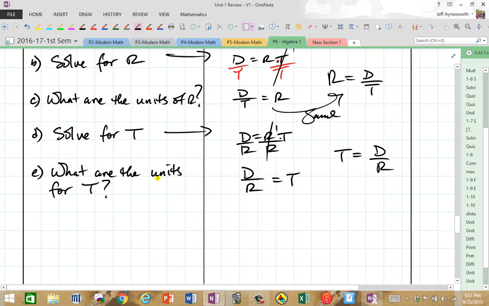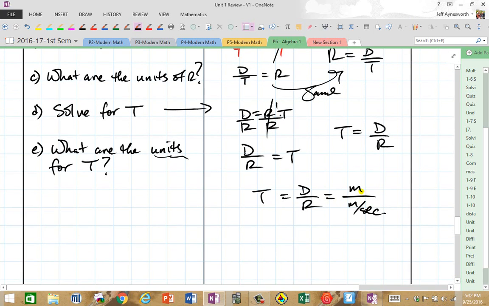All right, well, let's substitute them in. So t is equal to d divided by r, distance is in meters, rate is in meters per second. Now, when you divide by a fraction, what you're supposed to do is multiply by the reciprocal. So let's write that down here. So here's the key: multiply by the reciprocal. There we go. So that's division right there.